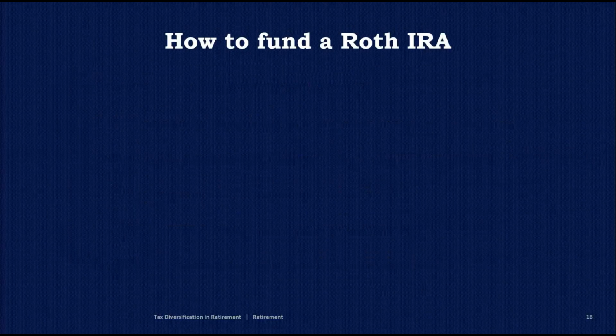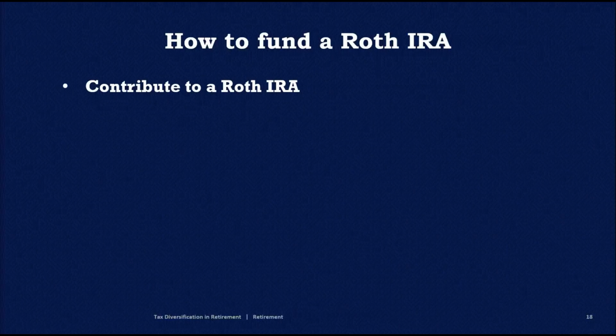So how do you fund a Roth account? I keep saying Roth IRA, but there are also Roth accounts. So how do you fund one? How do I get one, right? You can contribute to a Roth IRA. Now, you have to have earned income to contribute. So if you're already retired and you're not working in any capacity, you cannot contribute to a Roth. You could do a Roth conversion, but you can't contribute. So just know that you have to have earned income.